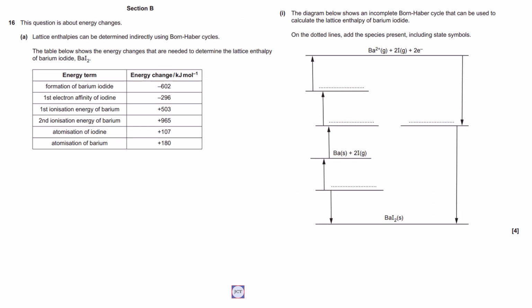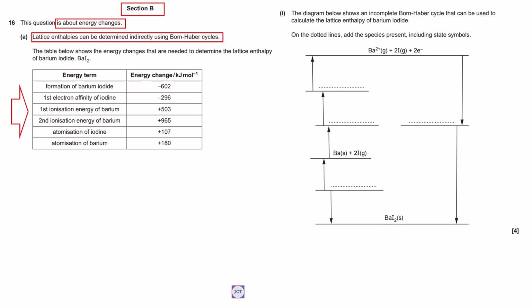We move to section B. Question 16 is about energy changes. Part A refers to calculation of lattice enthalpies using Born-Haber cycles. We are provided with a table of energy changes needed to determine the lattice enthalpy of barium iodide.